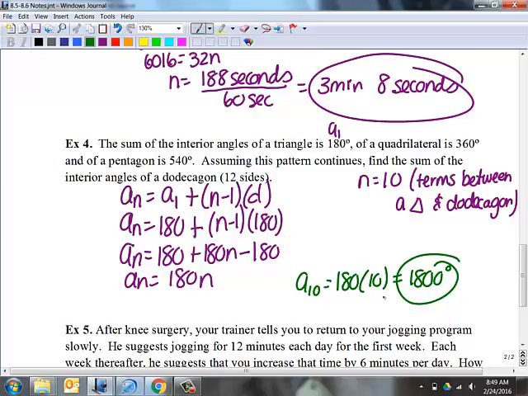Do you have any questions? There are some problems on the test where you have to write the rule. So just get used to practicing writing the rule today. I know you could have plugged the 10 in up here and found the same answer, but I think it's important to practice writing the rule for the test.